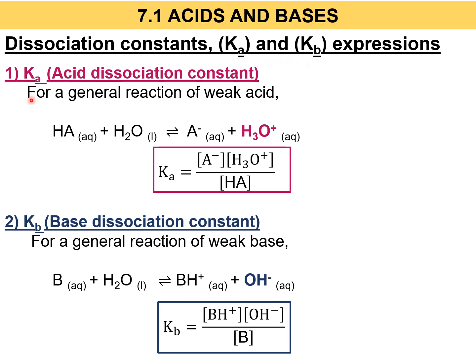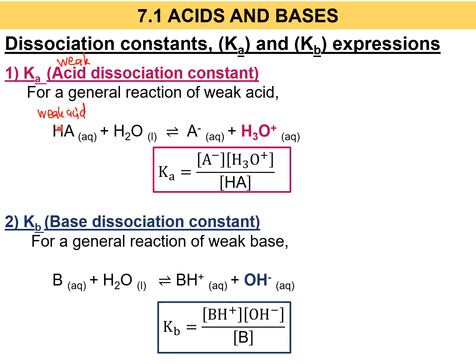For example, if let's say you want to build a Ka expression, Ka is the weak acid dissociation constant. Let's say if you have a general reaction of a weak acid, where HA is the weak acid. Since you want to dissociate a weak acid, it will be done partially. So when it is partial, you will get a reversible arrow and you need water to dissociate the weak acid.